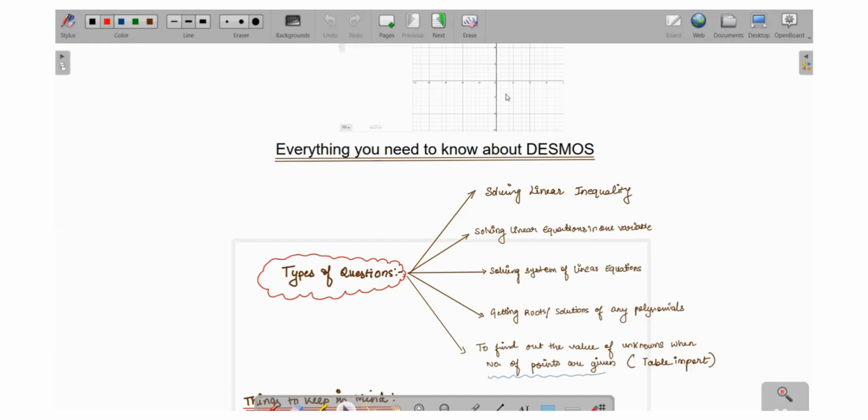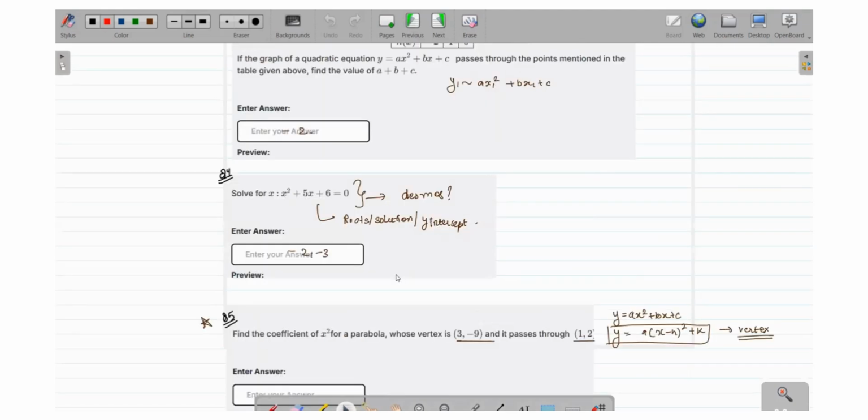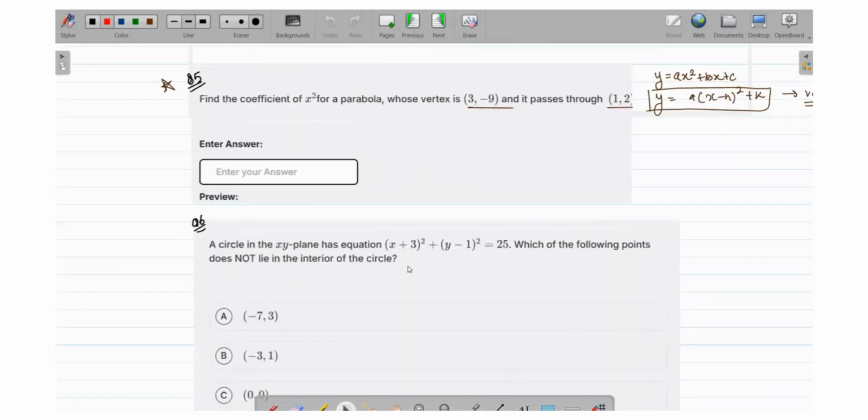A few strategies that we discussed in the last session consist of always replacing any other variable with x and y in order to get its value. So in the last video, we had already discussed till question number 5. It's time to do question number 6.